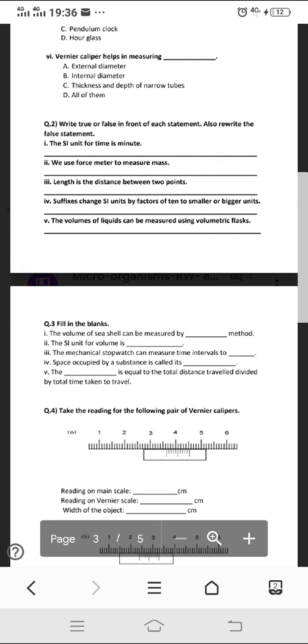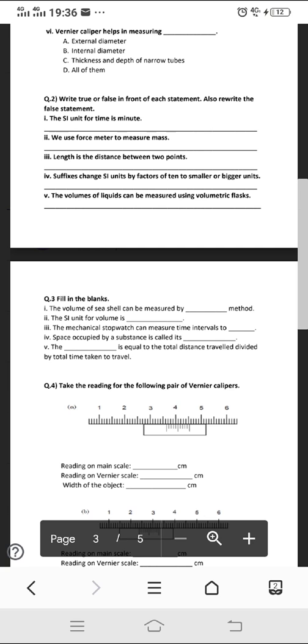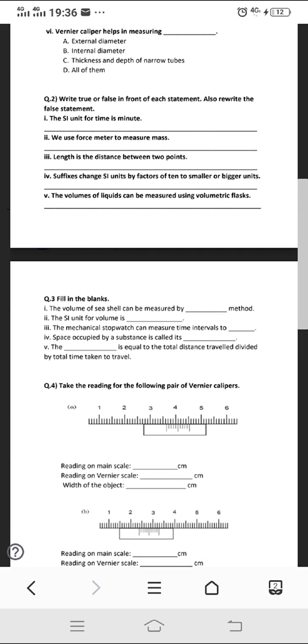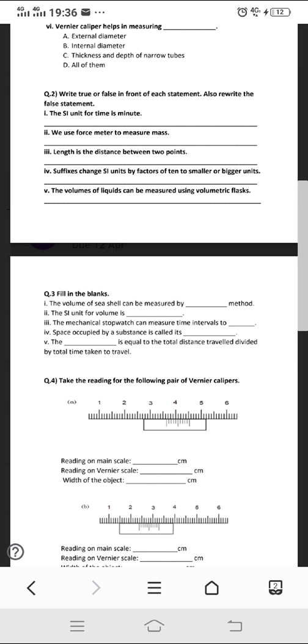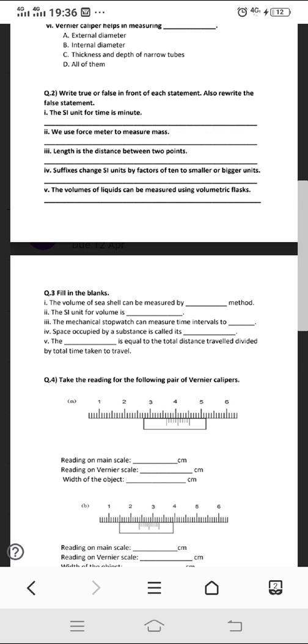The volumes of liquids can be measured using a volumetric flask. Now volumetric flasks are those kind of flasks which have the volume written on them, like 15 milliliter or 10 milliliter, but it isn't as accurate as a graduated cylinder or a measuring cylinder, right? Because a volumetric flask is basically where you make the chemical mixtures. It's usually used for holding the chemicals, for holding the liquids, and for preparing the chemical mixture.